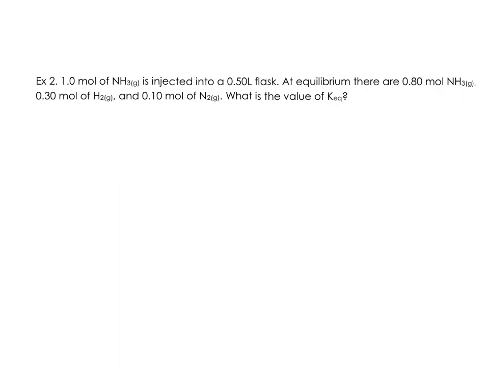1 mole of ammonia is injected into a half-liter flask. At equilibrium, there's 0.80 moles of ammonia, 0.30 moles of hydrogen, and 0.10 moles of nitrogen. What is the value of the equilibrium constant? Well, we haven't been given the reaction, but we do know which entities are present, and we know where it started from because NH3, ammonia, was injected into a flask. So we're starting with ammonia, so it will decompose into hydrogen and nitrogen gases.